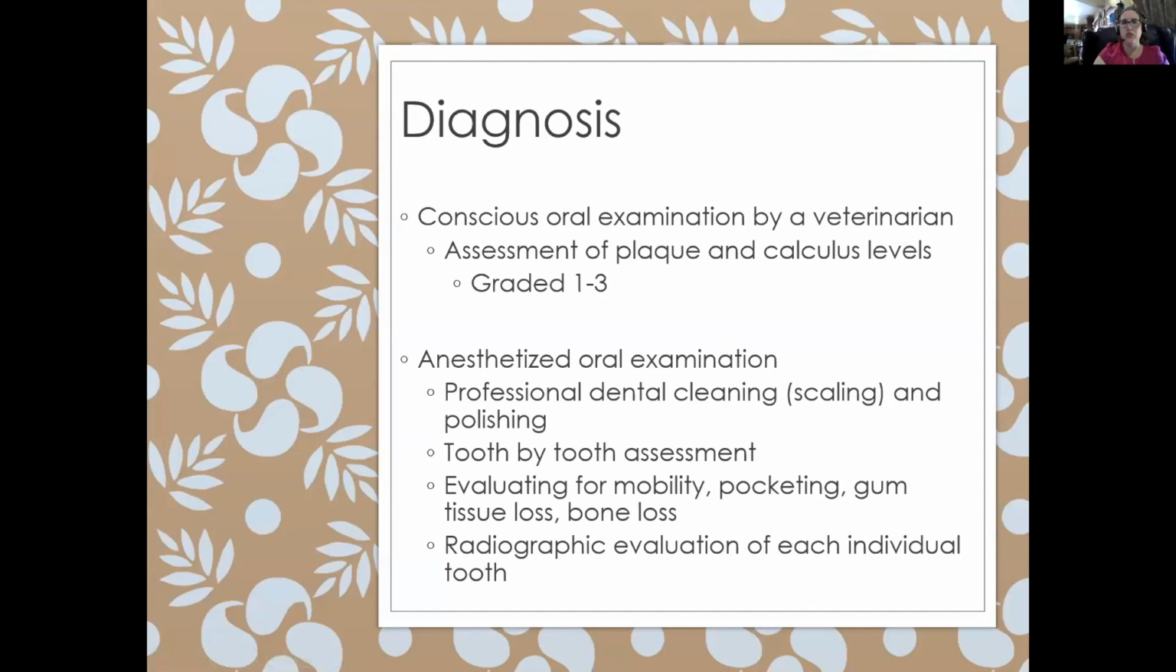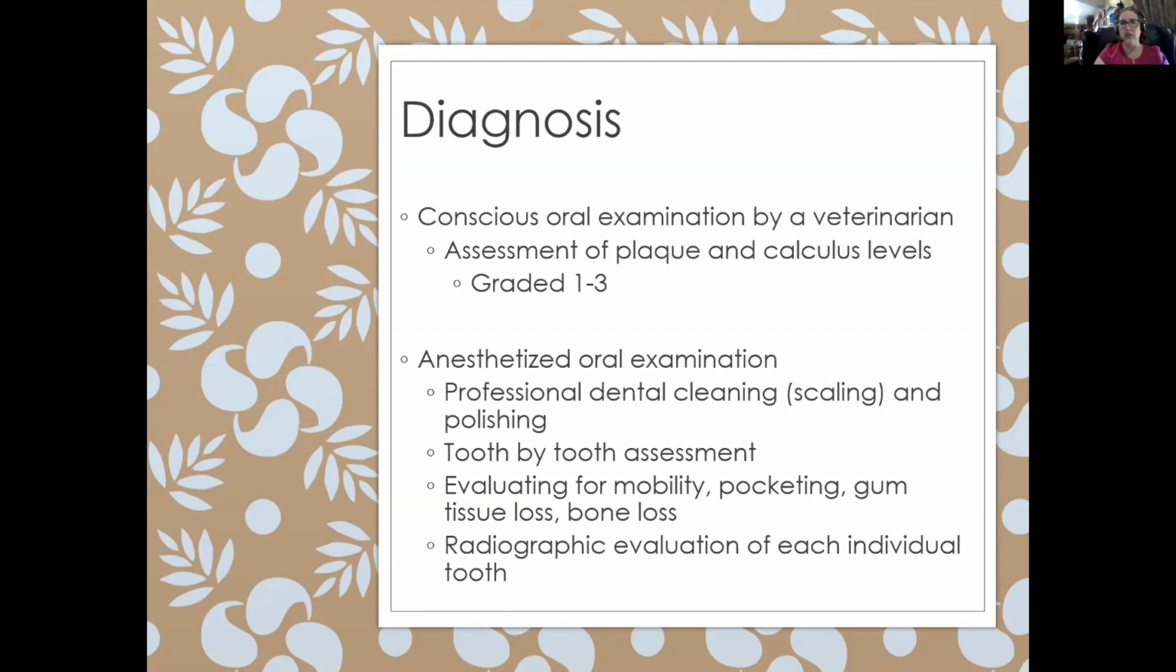So for our diagnosis of periodontal disease, you want to take your pet to a veterinarian for a true oral examination, and they will look at the conscious oral exam and then assess a plaque and calculus score. These are usually graded on a scale of 1 to 3. To truly diagnose periodontal disease, though, you need an anesthetized oral exam, and you need a professional dental cleaning under anesthesia.